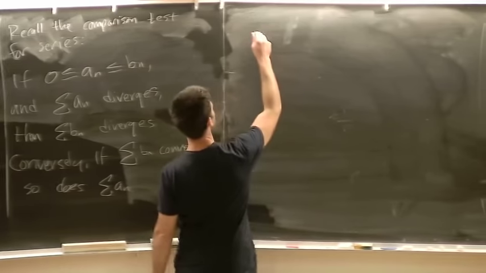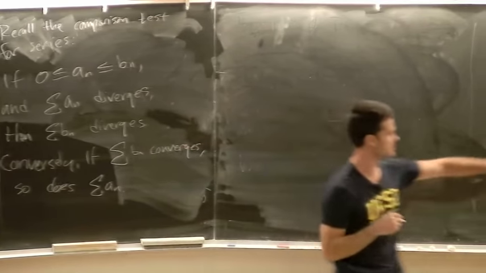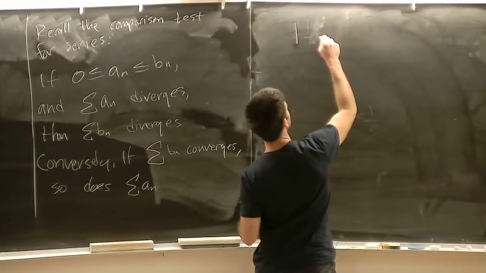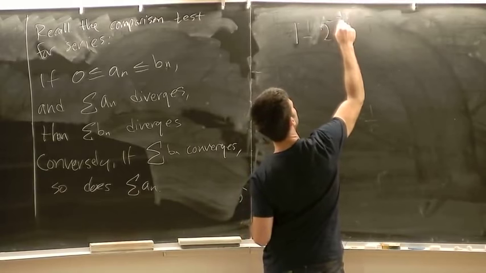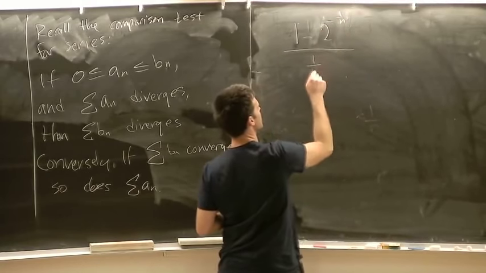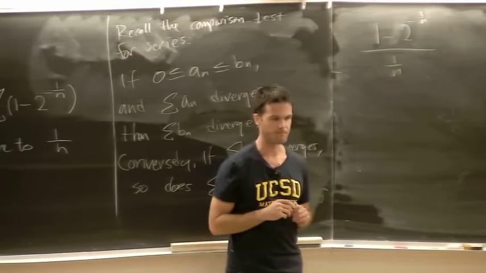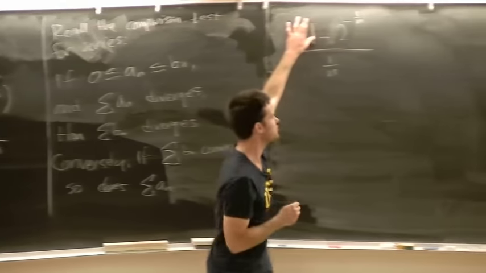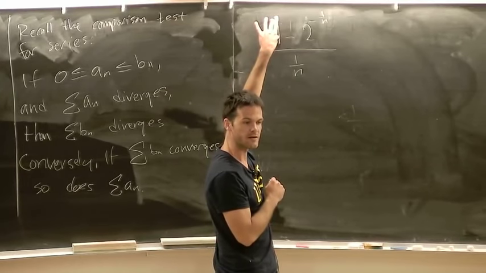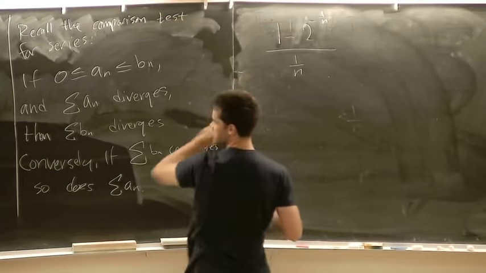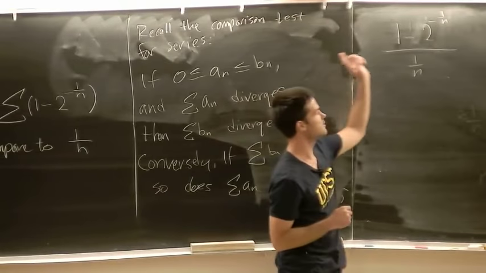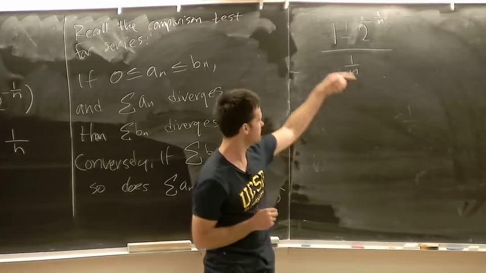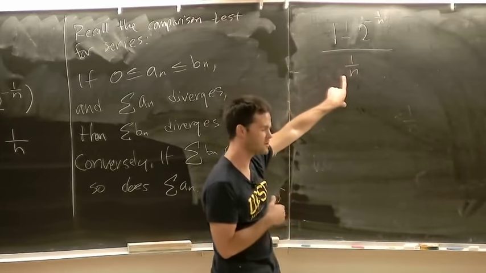Okay, so let's take the limit of the ratio of those two series. We want the limit of the ratio of 1 minus 2 to the negative 1 over n compared with 1 over n. What does the top go to when n goes to infinity? 0. We already checked that. What does the bottom go to when n goes to infinity? The bottom goes to 0.